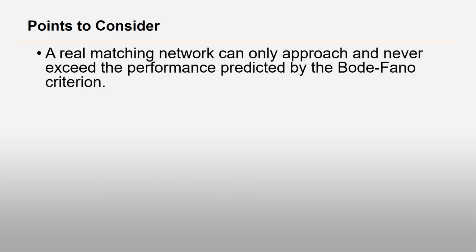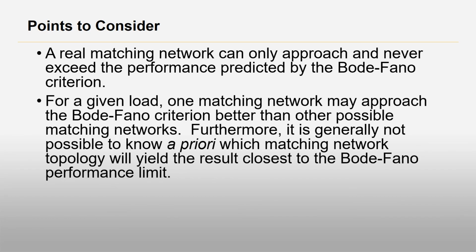Some points to consider. A real matching network can only approach and never exceed the performance predicted by the Bode-Fano criterion. In many cases, they fall far short of what this criterion predicts. For a given load, one matching network may approach the Bode-Fano criterion better than other possible matching networks. Furthermore, it is generally not possible to know a priori which matching network topology will yield the result closest to the Bode-Fano performance limit. So sometimes we have to do some trial and error in order to determine which matching network to use.